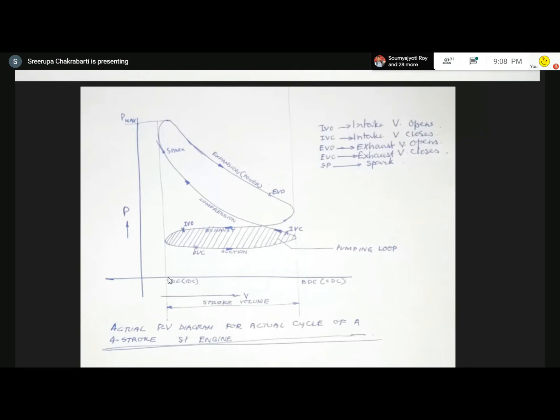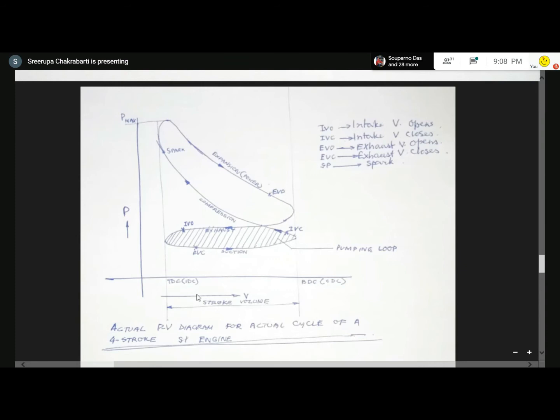If this is a vertical engine, then this is the top dead center, this is the bottom dead center. If it is a horizontal engine, then this is called the inner dead center, this is the outer dead center. And this line is the actual suction process, where the gas is sucked. This is the pressure corresponding to the atmospheric pressure. This line is the atmospheric pressure, and in the suction stroke the pressure goes below the atmospheric pressure.